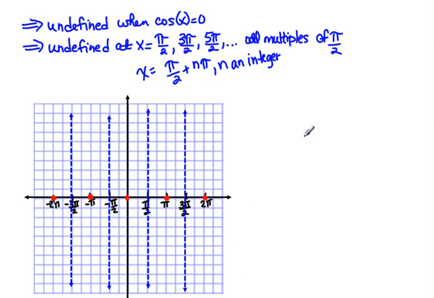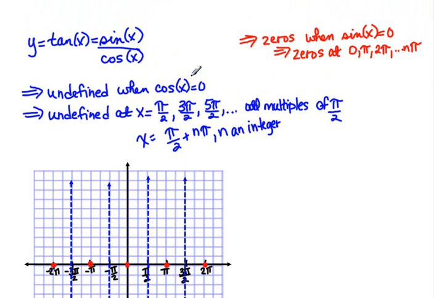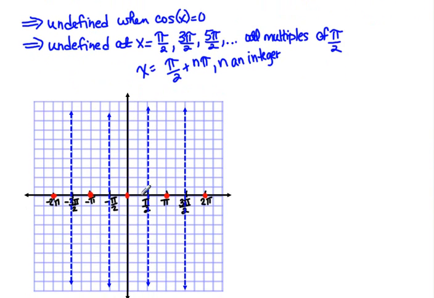Okay, then you might want to think about some other points on the graph of tangent. Do you remember sine and cosine of pi over 4 are both the square root of 2 over 2? So we know that tangent of pi over 4 is going to be 1. So tangent of pi over 4, which is between 0 and pi over 2, is 1.